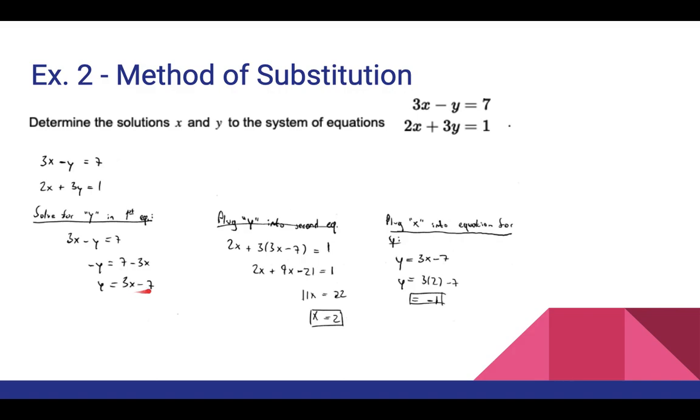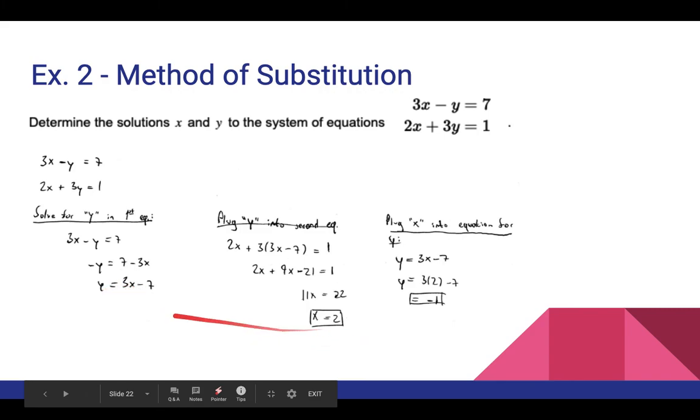So now we take y equals 3x minus 7, and we plug it into our second equation for y. So instead of 2x plus 3y equals 1, we're going to get 2x plus 3 times (3x minus 7) equals 1. As a result, we're going to get 2x plus 9x minus 21 equals 1, or 11x equals 22, or x equals 2.